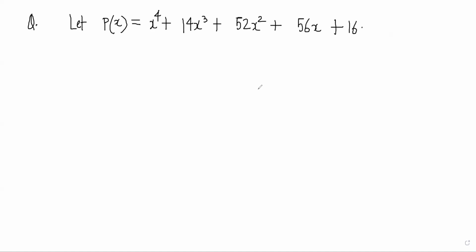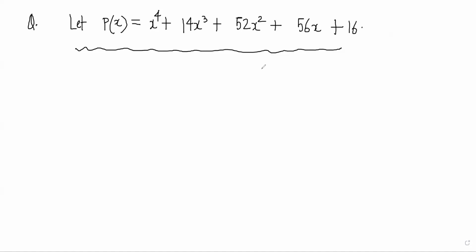This question says, let p of x be equal to x to the power 4 plus 14x cubed plus 52x squared plus 56x plus 16. And what we have to do is analyze this polynomial and figure out information about the nature of its roots. So consider this sort of a theoretical lesson which reviews what we have done so far in the course. Basically, we have learned reciprocal polynomials in the previous section, and now we are looking at complex numbers and polynomials here. So I'll apply the concepts of those sections to analyze this particular function.